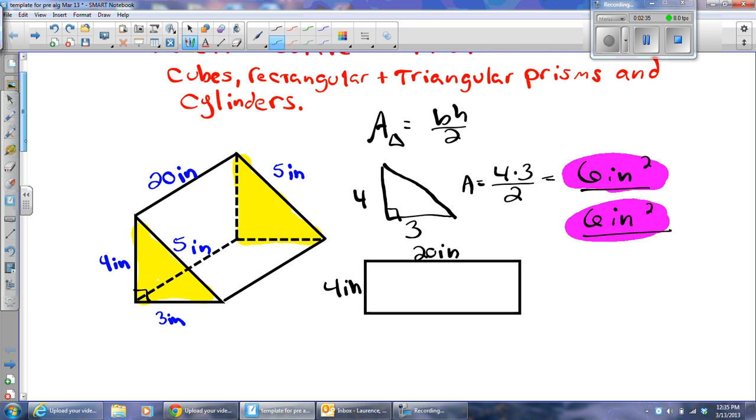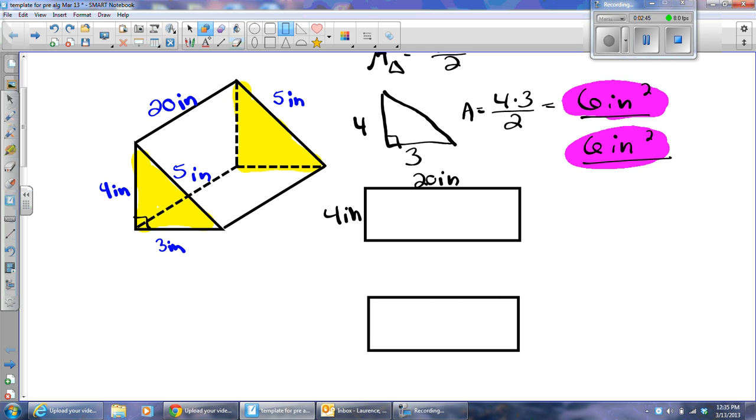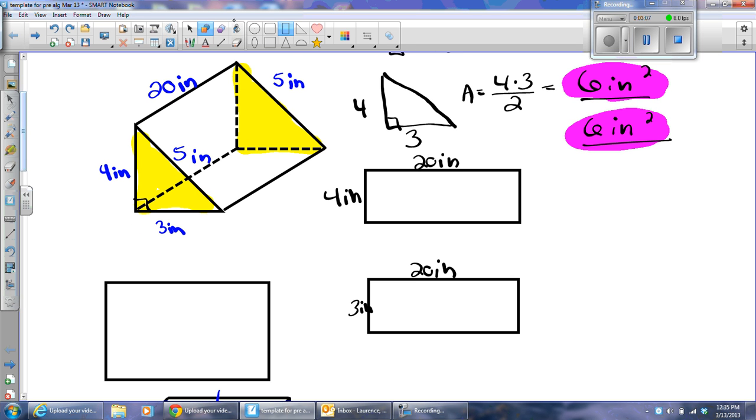Then I could do this bottom one here. That bottom one looks like it's 3 inches by 20 inches. And then the front rectangle kind of looks like the ramp part of a bike ramp. That rectangle looks like it's going to be 5 inches by 20 inches.